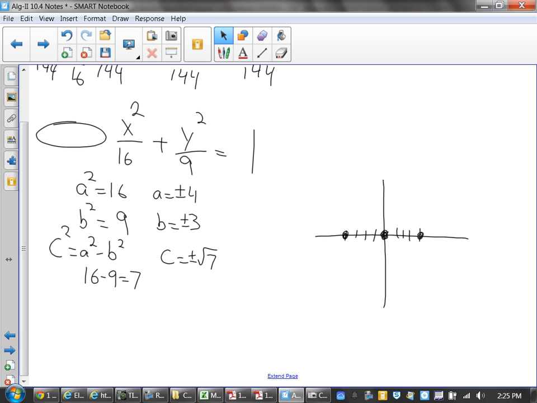So if I'm starting at 0 and my a value is 4, I go right 4 and I go left 4, because it's stretched left and right. That's the distance from the center to the vertex. So a is always the vertices and b is always the co-vertices. Correct. And then my co-vertices are at 3 and negative 3.